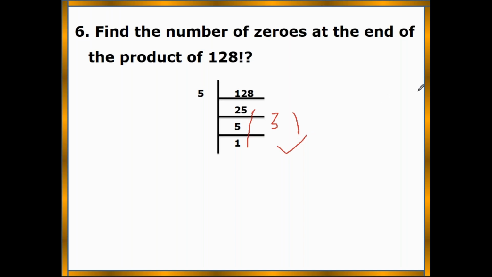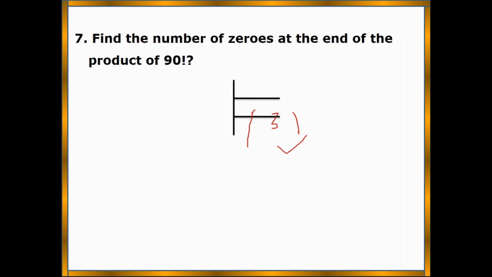Okay. Next one. Same model, one more example. Find the number of zeros at the end of the product of 90 factorial. Get the concept with one example. Implement the same concept for the other examples.